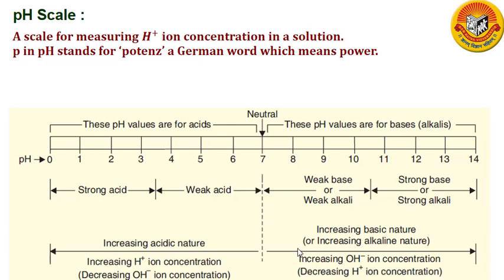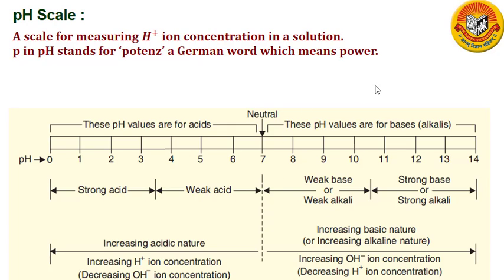So as we move from 7 towards 14, the OH minus ion concentration increases and there is a decrease in H plus ion concentration. So we can say that when the pH value is 0, we have 0 OH minus concentration and maximum H plus concentration, and similarly when the value is 14, we have the lowest H plus concentration, or you can say 0 H plus concentration, and maximum OH minus concentration.